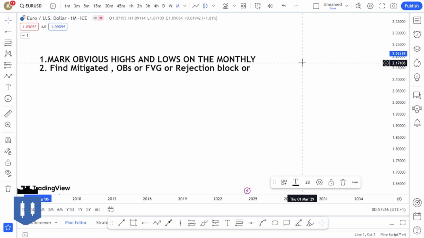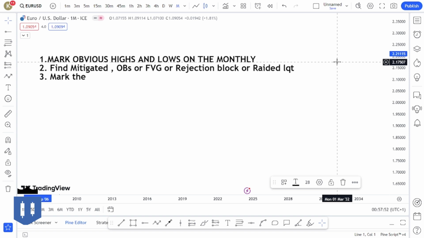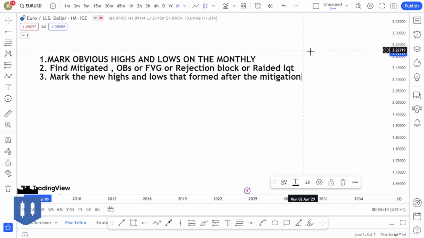Find mitigated OBs, FVG, rejection block or rated liquidity. Okay, mark the new highs and lows that formed after the mitigation. So this is your first three steps.